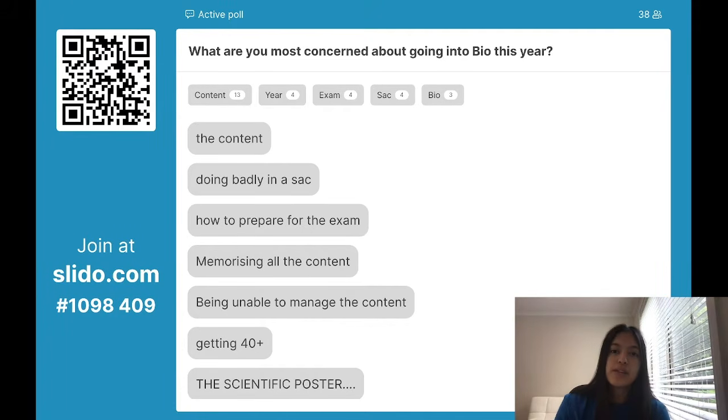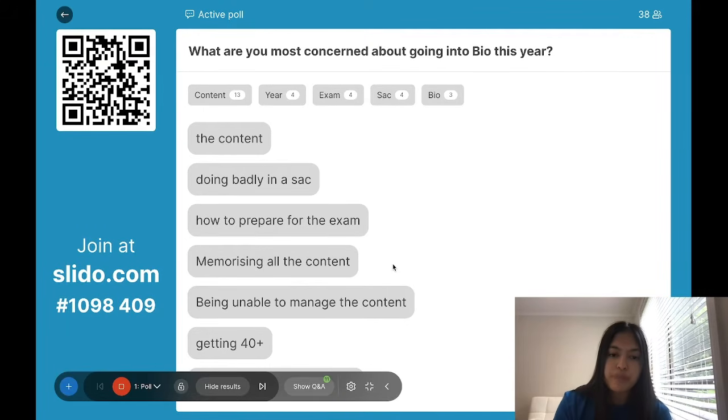So try your best. Don't fall into that trap of ignoring scientific investigation because you think you just need to know the definitions and you'll be able to apply it. You have to regularly practice that stuff and revise it.